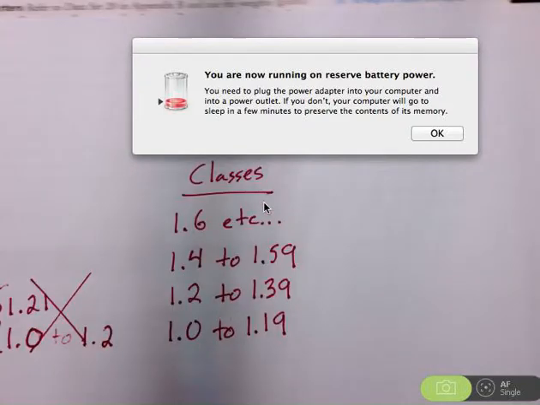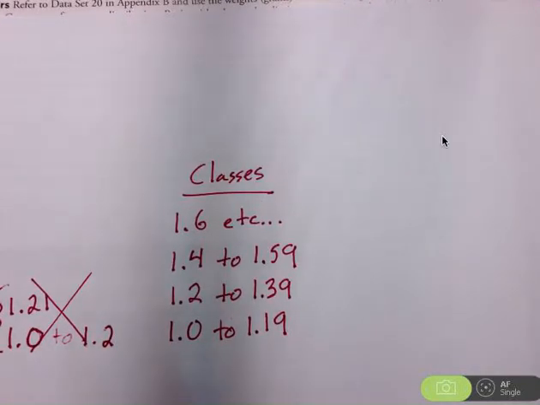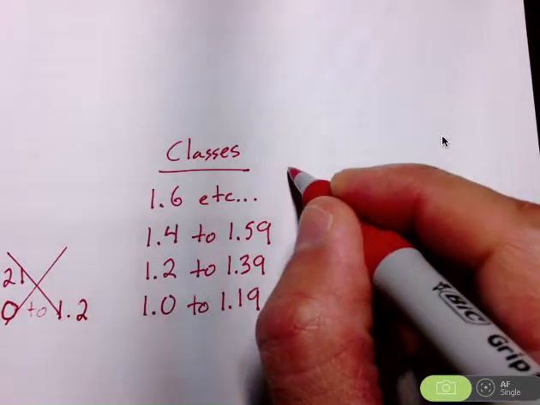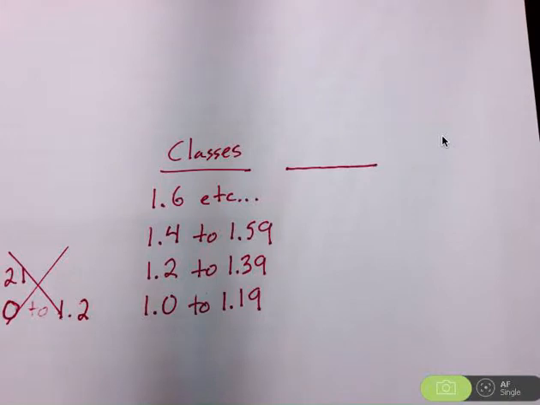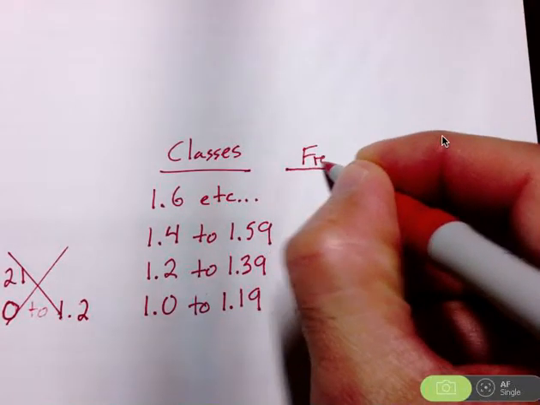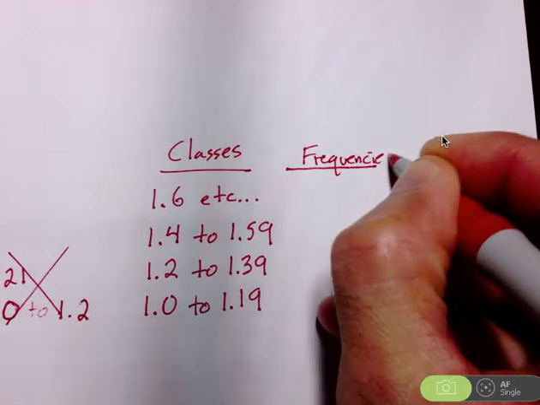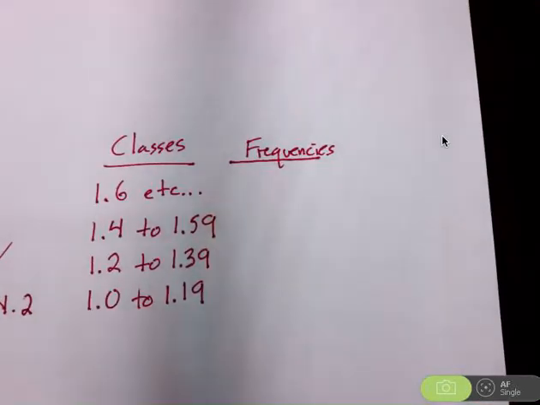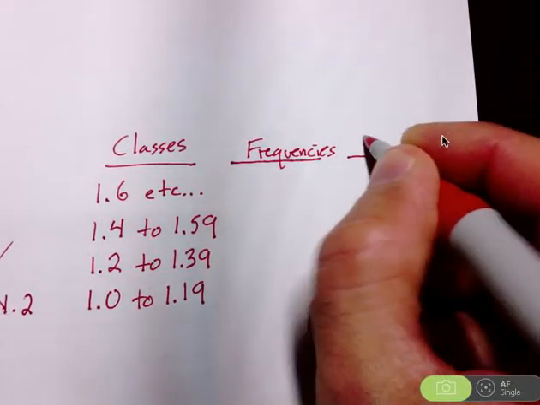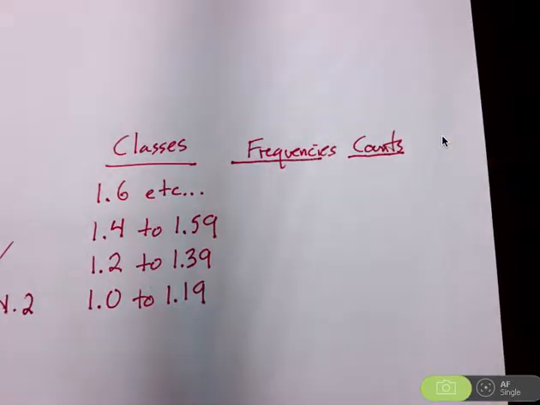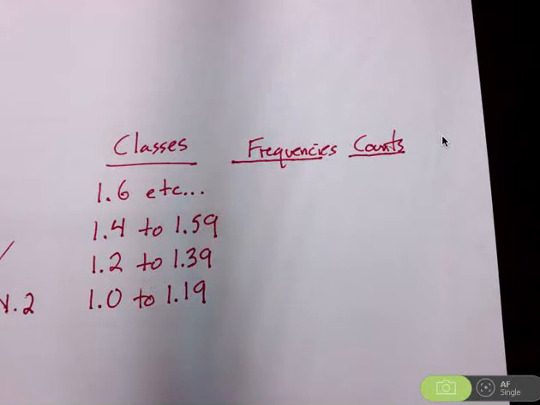And then what you want to do, oops, I'm running on reserve battery power. After that then, you want to go back to the data, table 4 in Appendix B, and this is where you want to put your frequencies. So literally you can put your tally marks, and then after that, you can total up your counts. There you go. So same thing for question number 20. You're going to start with a lower class limit of 0.2 milligrams, and you're going to use a class width of 0.2 once again. So you're going to set up something similar.